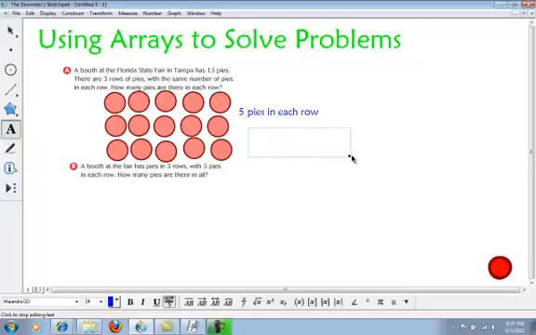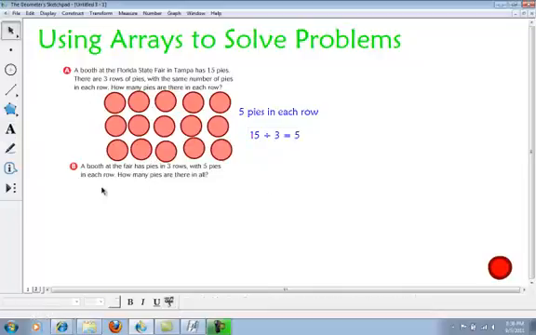Now I can write that in words, and what I did was I did 15 divided by 3 because I put them into 3 rows, and I found out that there were 5 pies in each row. Now let's look at question B. A booth at the fair has pies in 3 rows with 5 pies in each row. How many pies are there in all? Well, I could start modeling this problem with an array by showing one row, and I'm going to show the 5 pies in each row.